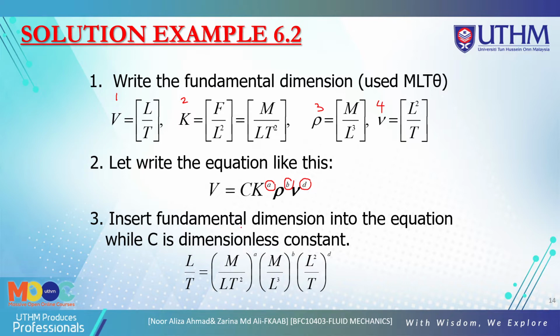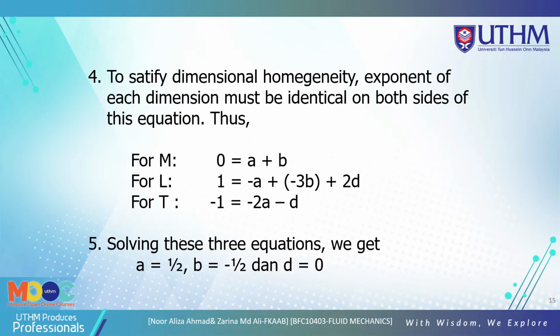Then insert the fundamental dimensions into the equation, where C is the dimensional constant. We just put the dimension of speed here: the speed is L over T, so just put L over T. C is constant, so it is actually 1 here, and K is based on M over L T squared. Put the A here for K, and the density here with B, and the kinematic viscosity here with D. So you write the equation and insert the fundamental dimensions. Then you satisfy dimensional homogeneity: the exponent of each dimension must be identical on both sides of this equation.